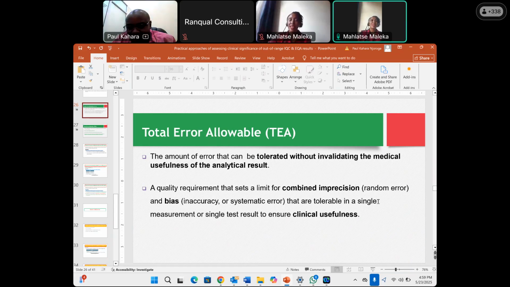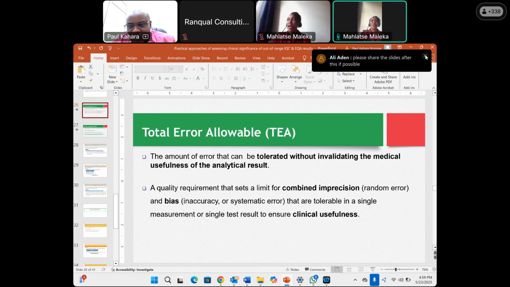Our key takeaways from this session were that IQC and EQA are key quality indicators that directly influence the reliability of patient results. So it's critical that you take note of what your results are, and when the results are out of range, what you do with those results. You should never view them in isolation or dismiss them as routine variance.